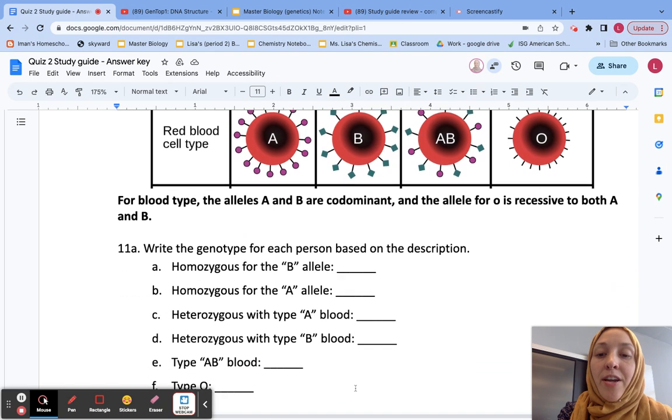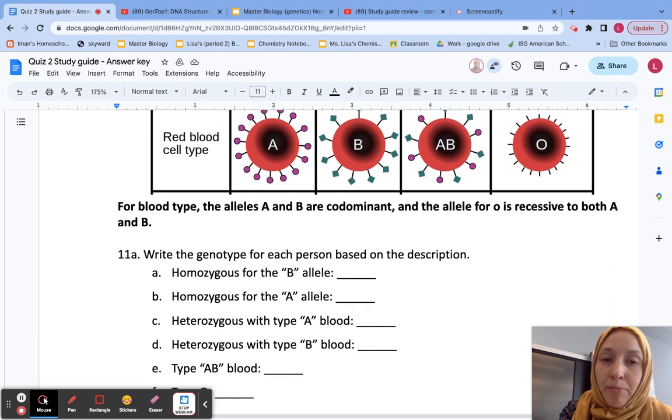All right, so let's try to write the genotype for each person based on the description.